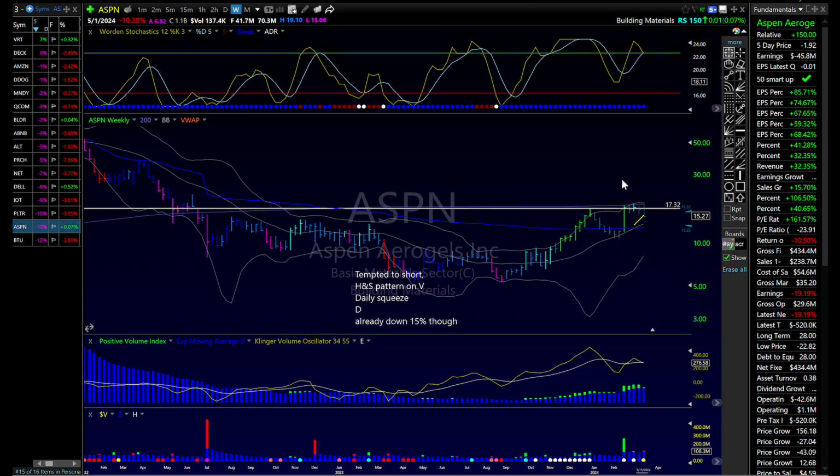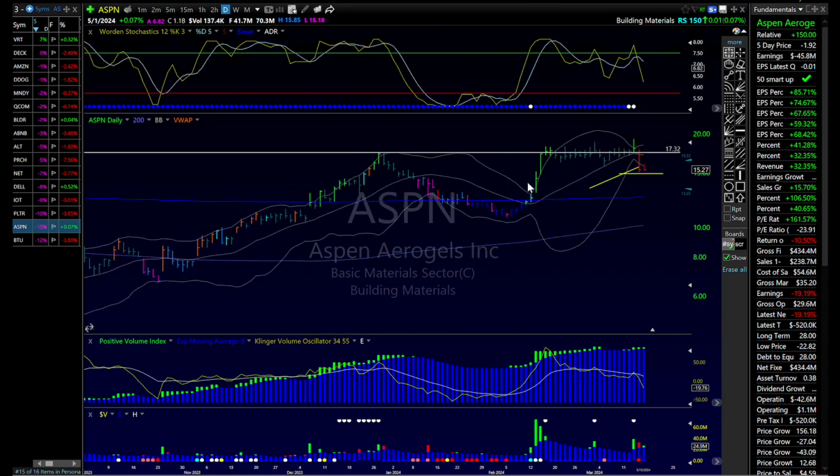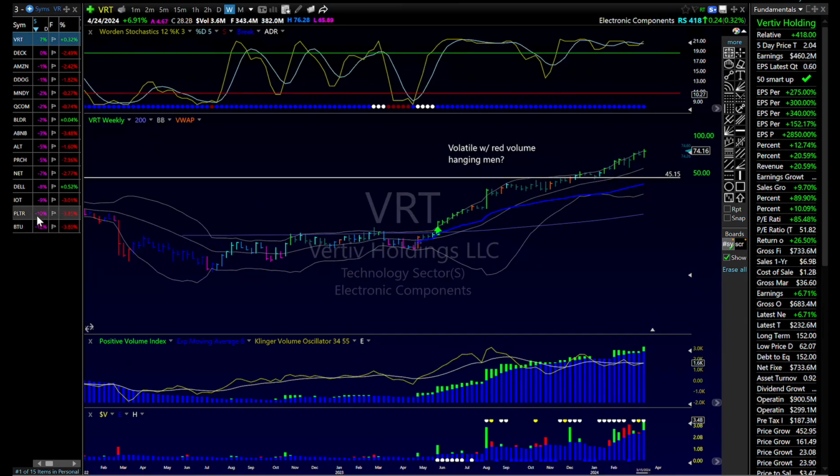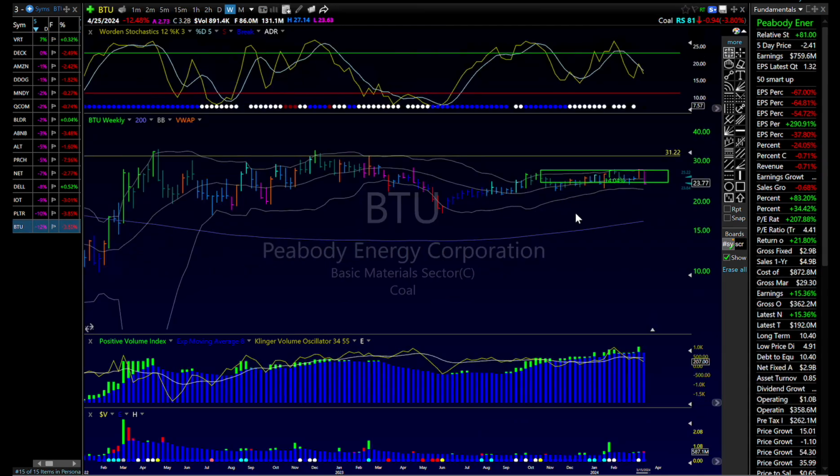Daily squeeze. Look how tight that got. So you had that clinger pointing down, kind of choppy overall. Let's move this to BTU. Look at that. So that was a fake out, right?